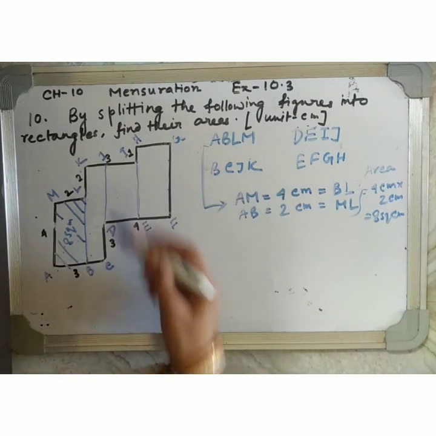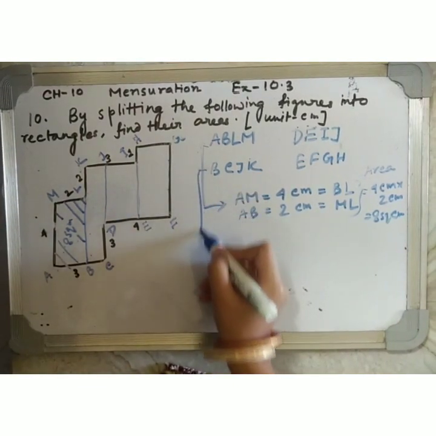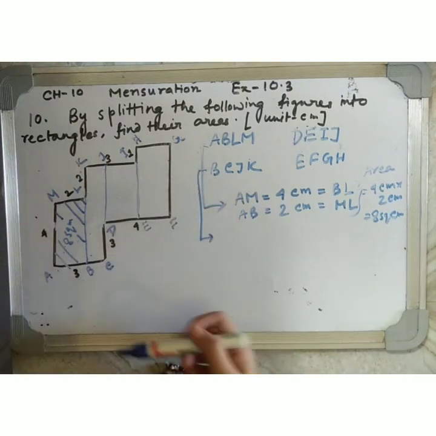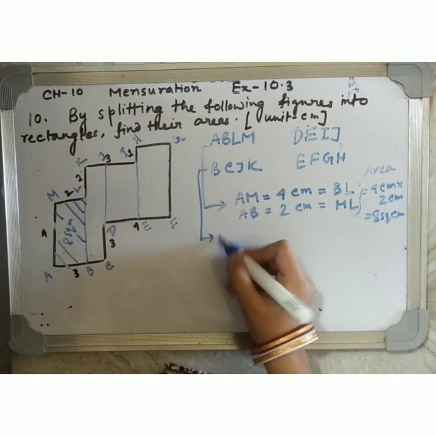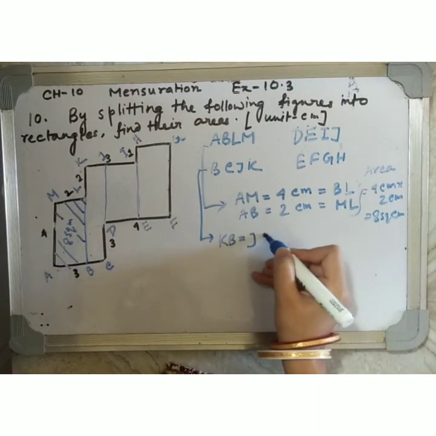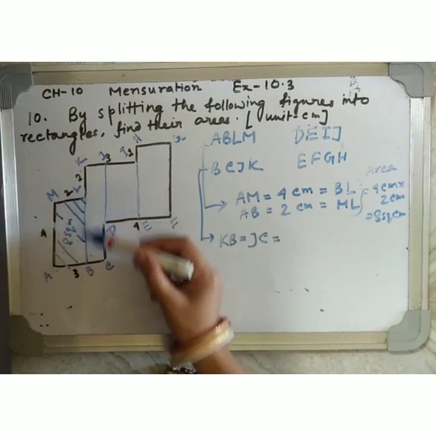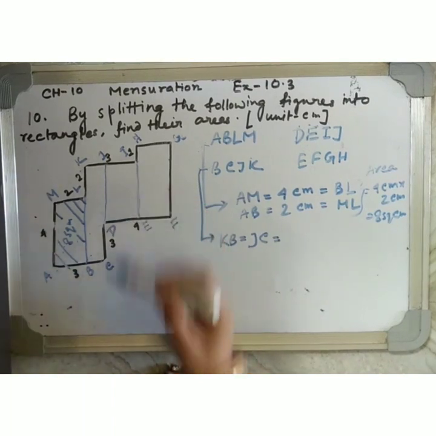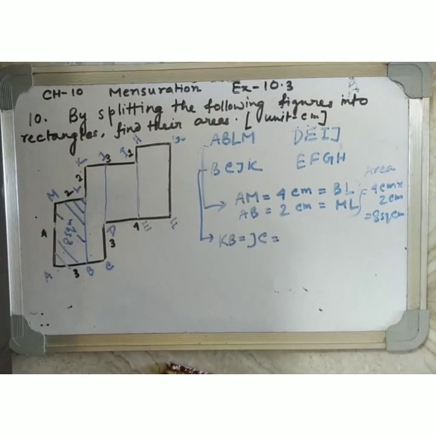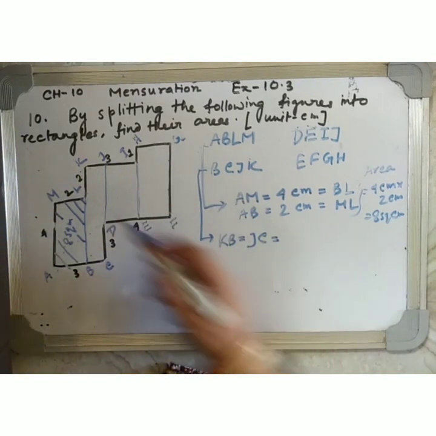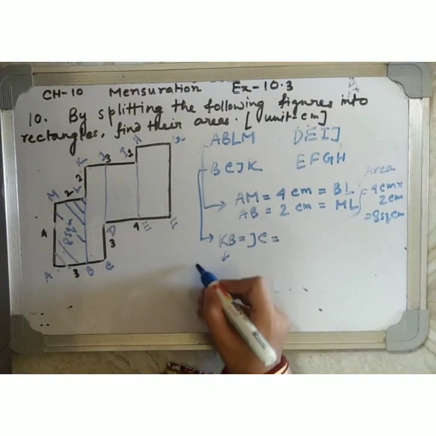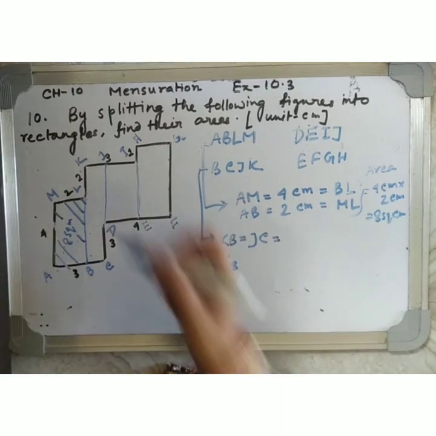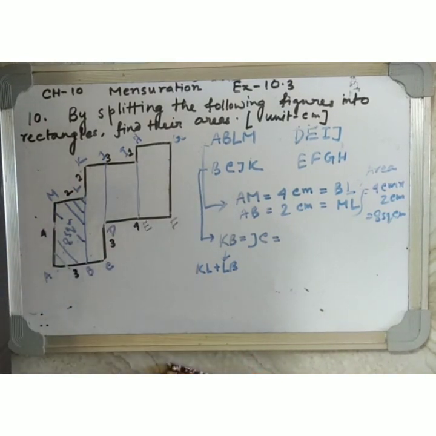See, BCJK, this is the next rectangle. What do you have to do? First we have to find the length of JC or KB. So here we will write KB is equal to JC is equal to, now we cannot find the total length of KB or JC directly. So what we can do? In case of KB, we can write KL plus LB.